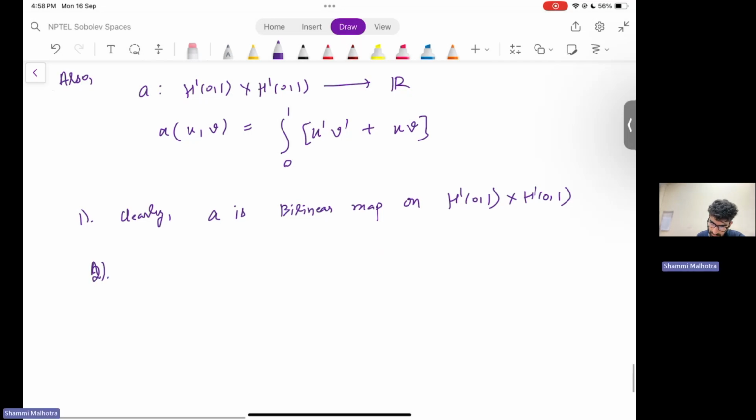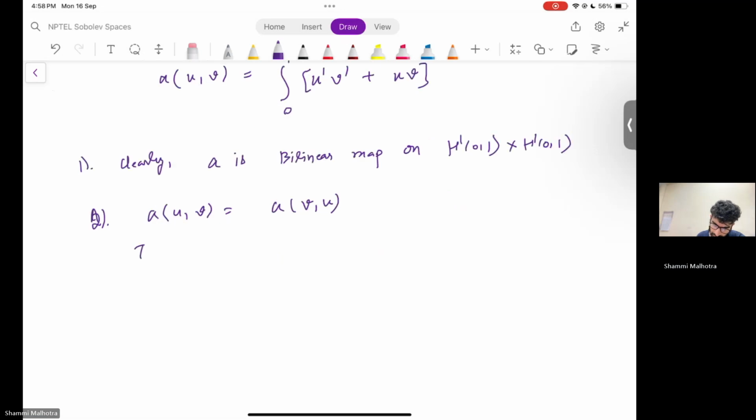Second thing, we have this to be symmetric, so A(u,v) is nothing but A(v,u), thus A is symmetric.